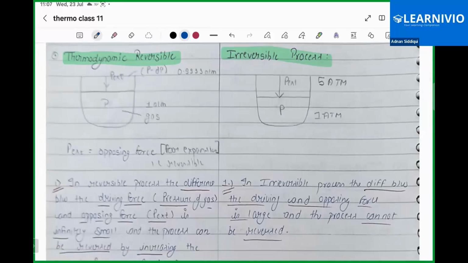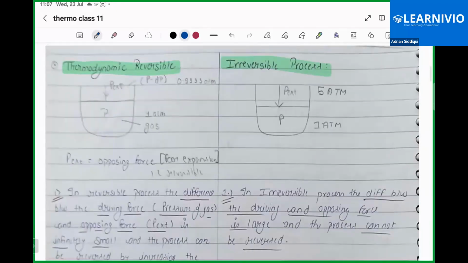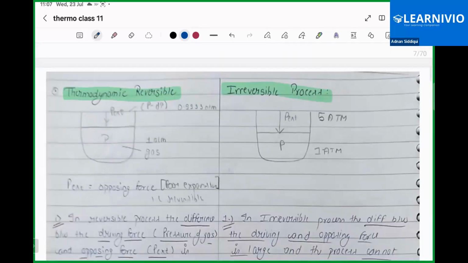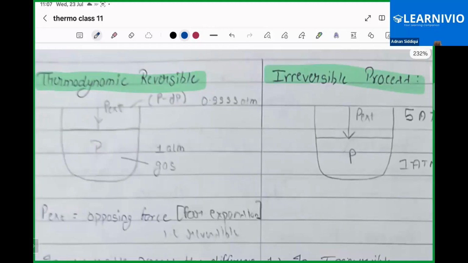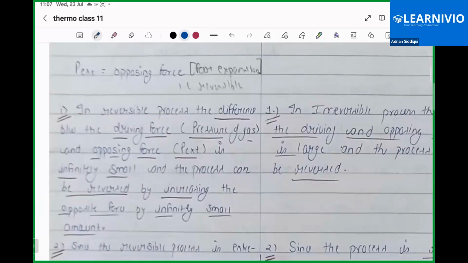Let us see the theory of it as well. So what is written over here? Let me get you familiarized with this term. P external means the external opposing force. What is P internal? The pressure that is exerted by the gas. In a reversible process, the difference between the driving force, the pressure of gas, and the opposing force, P external, is infinitely small, and the process can be reversed by increasing the opposite force by an infinitely small amount.